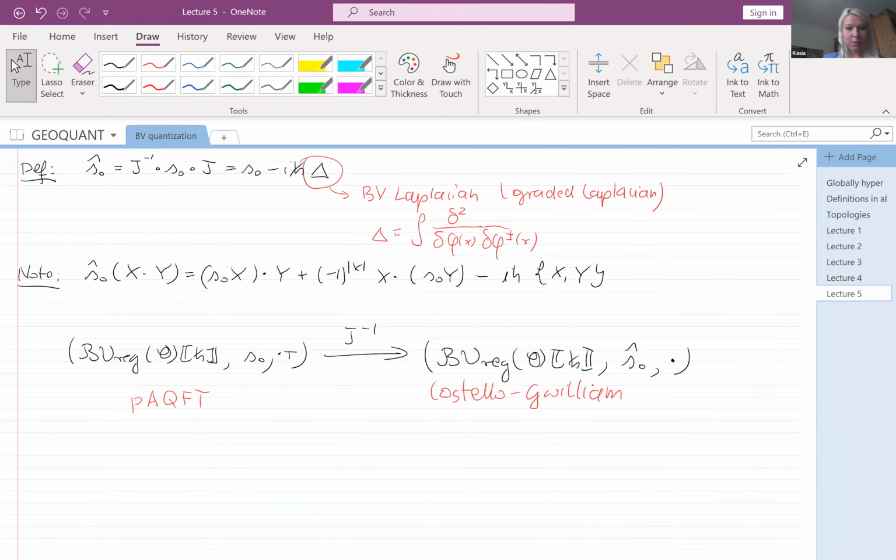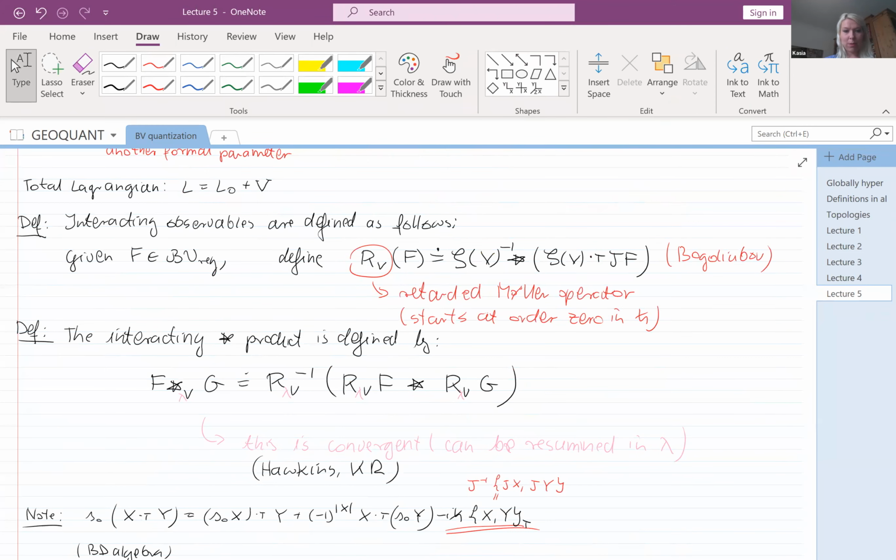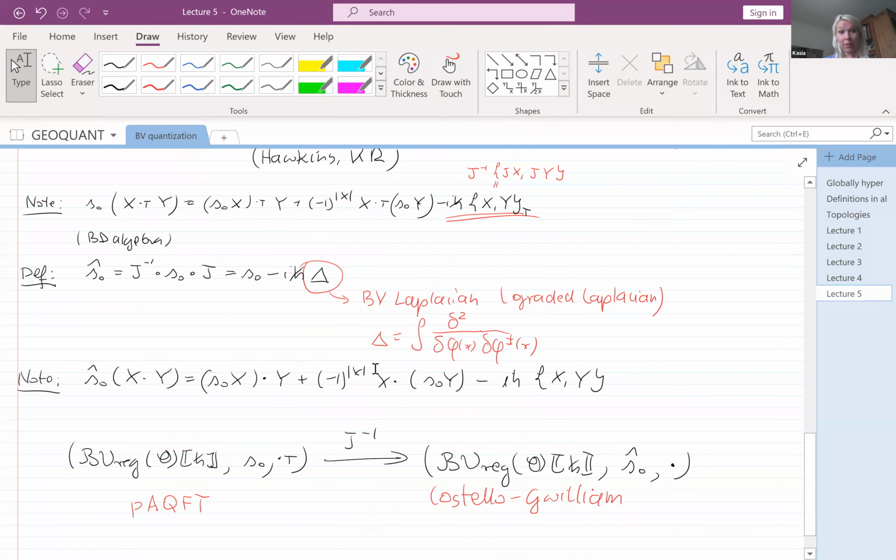Okay, so finally, let me go back a bit here. I should say that this story, I haven't used the interaction at all yet. So this differential I defined here as S0 hat can be thought of as the free quantum BV differential. I should call it properly: this is the free quantum BV differential.